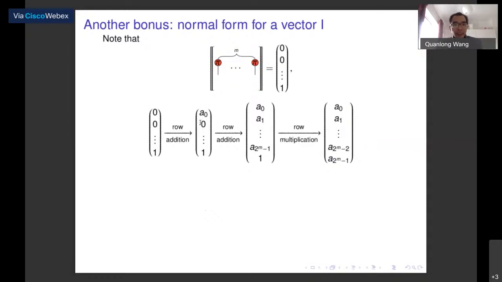And then you can see that for this vector, you use row addition from the bottom row. You multiply by A0 and pass it to the first row, then you get this column. You do it again, then you get this vector. Again, then you get all of them from A0 to A_{M-1}, and the last one is just 1. And then you do the row multiplication, and from this vector you get a whole vector. This is the object vector, right?